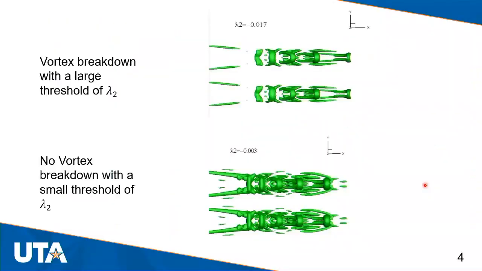And this is the problem caused by the choice of threshold. I think Dr. Liu also mentioned it yesterday. If you choose a large threshold, the vortex looks like it breaks down. If we choose a small threshold, the vortex looks continuous. So that is a man-made issue, an artificial issue, and we would like to try to avoid it in the research.